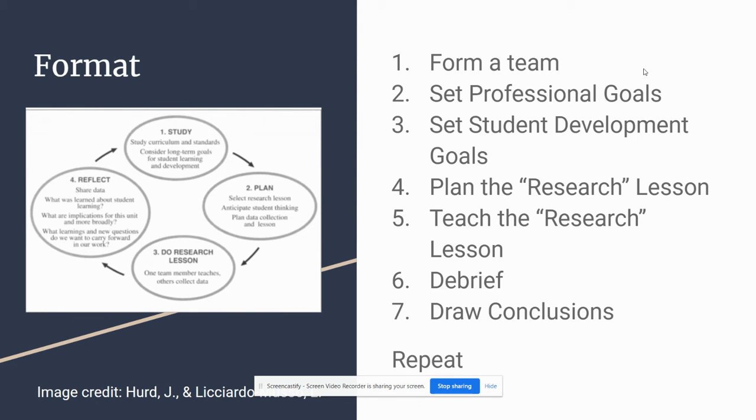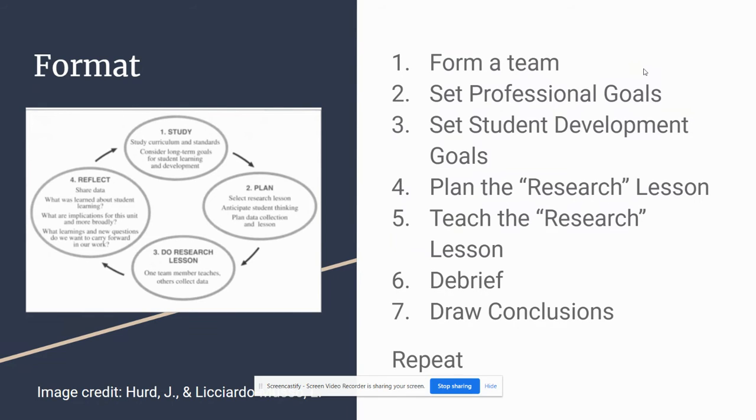They will also consider the student's perspective. As a student, what would work? What would be confusing? As well as identifying skills that students will need to have in order to accomplish this lesson. And finally, they want to make sure that the lesson is aligned with the student goals, the student development goals that have been set.